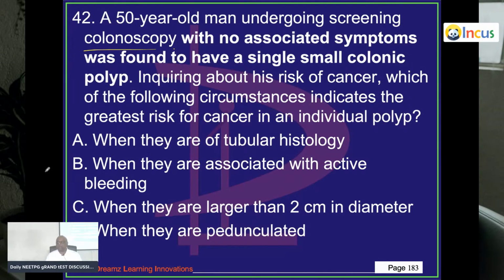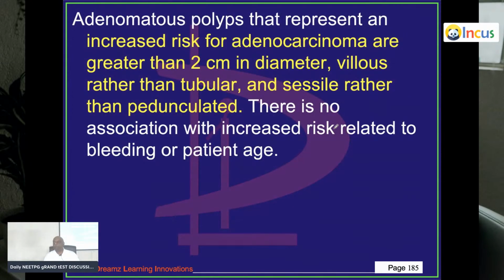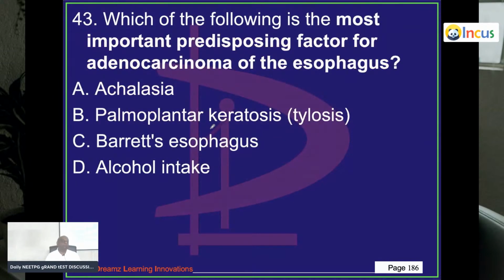A 50-year-old with associated symptoms of a single small colonic polyp. The greatest risk of cancer with an individual polyp is when they are more than 2 centimeters in diameter. If they are villous instead of tubular, if they are sessile rather than pedunculated, they are all risk factors for a polyp to become cancer. What is the predisposing factor for adenocarcinoma? Barrett's esophagus.